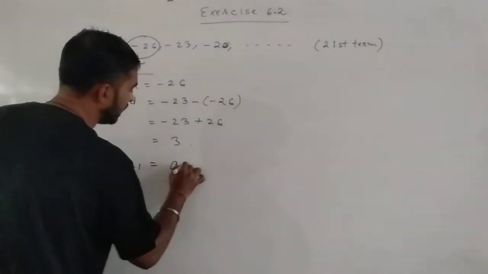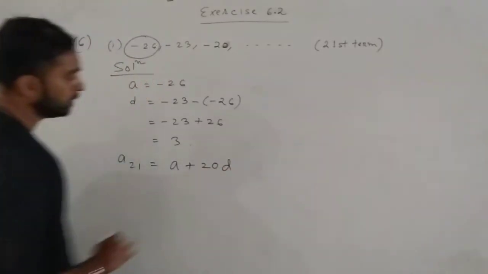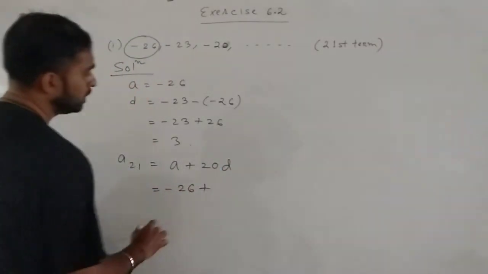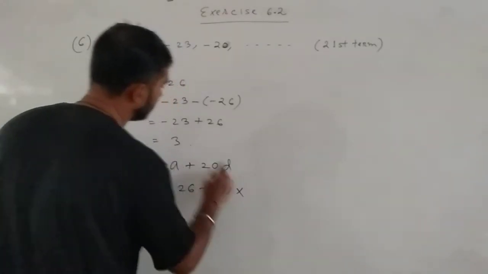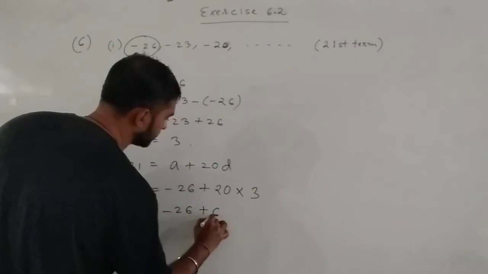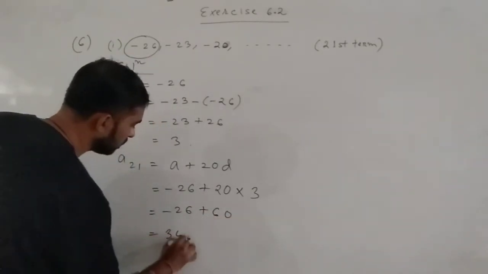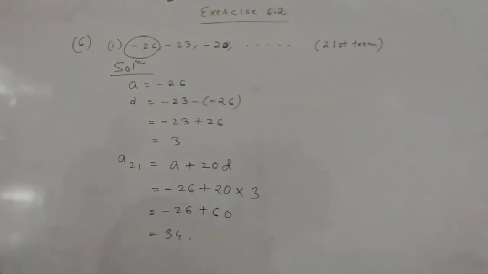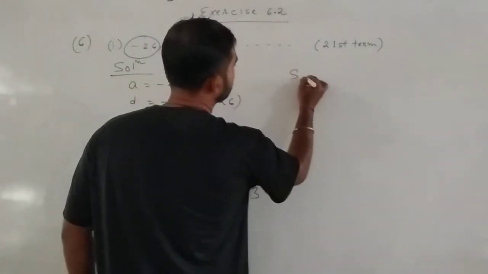A21 means A plus 20 D. A equal to minus 26, and D equal to 3. So minus 26 plus 60 is equal to 34. So A21 equal 34. Now find S21.